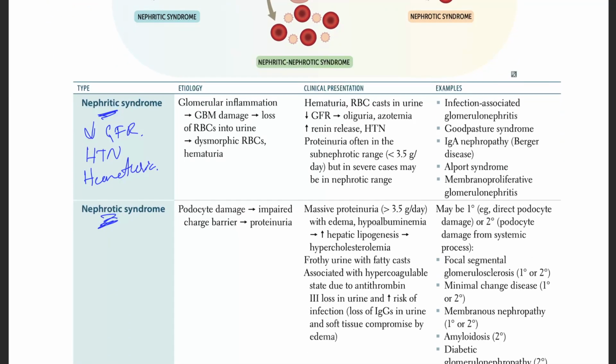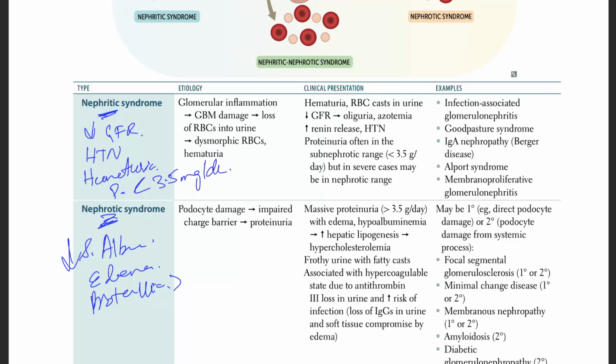Nephrotic syndrome, we have low serum albumin because of lots of proteinuria. We have edema because of proteinuria. And we have proteinuria greater than 3.5. Although we also have proteinuria in nephritic, that is going to be less than 3.5 milligram per deciliter, and here you have greater than 3.5 proteinuria.